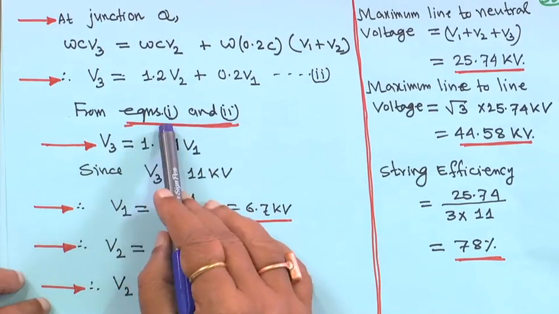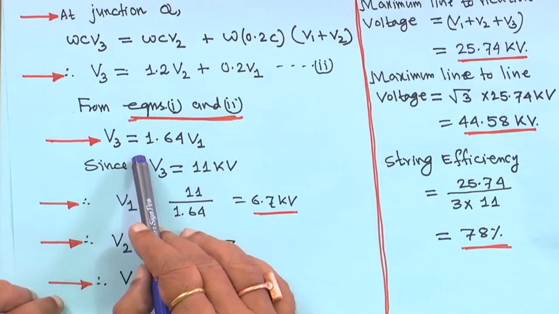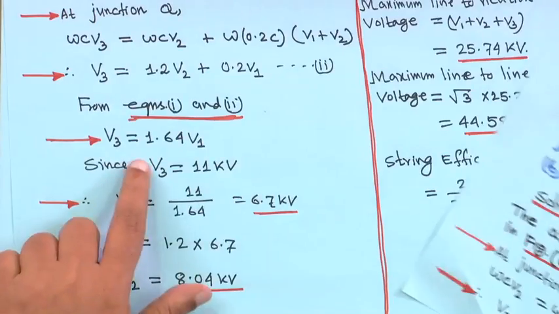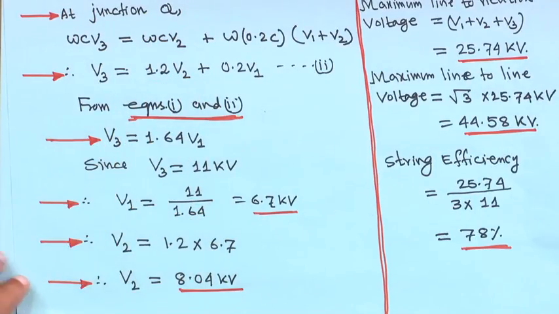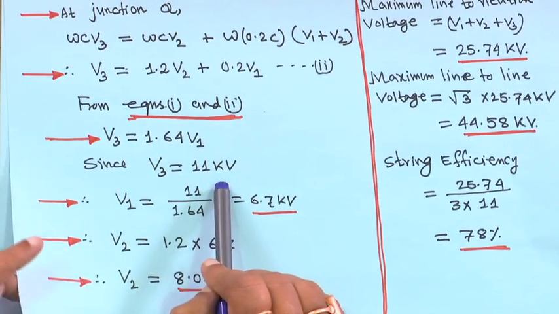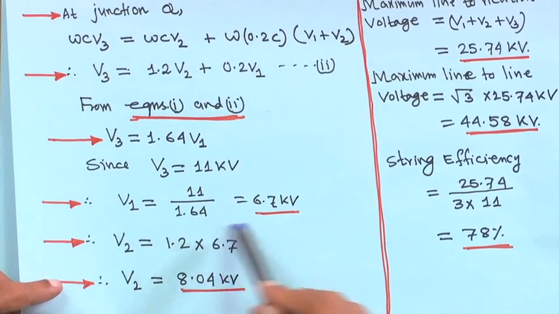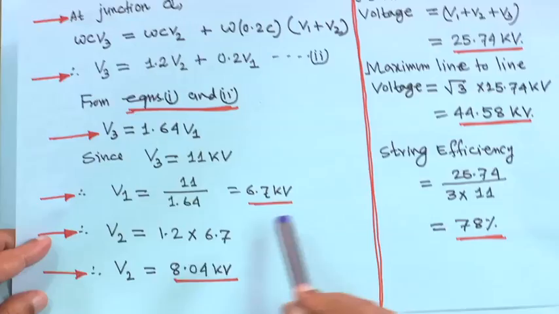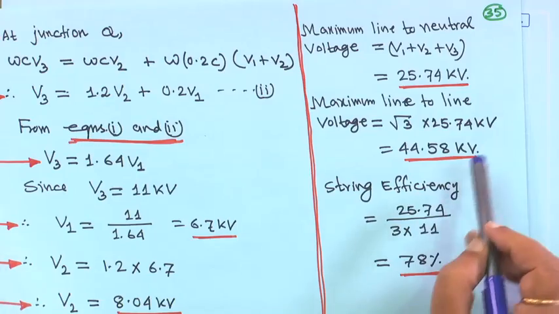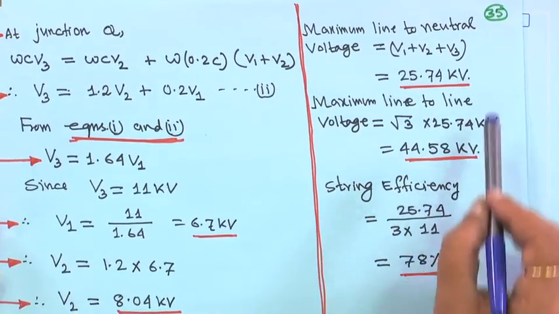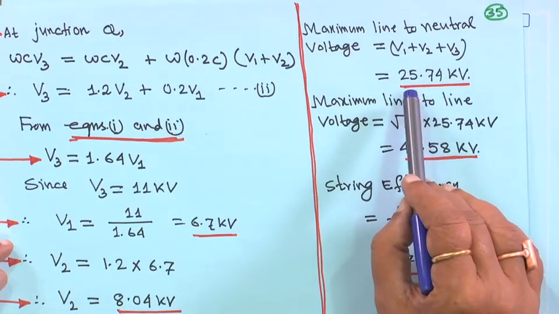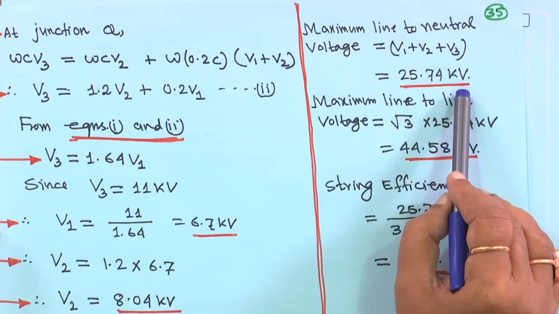From equation 1 and equation 2, you will get V3 is equal to 1.64 V1, because V2 is given as 1.2 V1, this V2 you substitute here. So, you will get V3 in terms of V1 as 1.64 V1, and V3 is given as 11 kV. So, V1 will be 11 by 1.64, so 6.7 kV. V2 is equal to 1.2 into 6.7, so 8.04 kV. The maximum line to neutral voltage is V1 plus V2 plus V3, so it will become 25.74 kV.